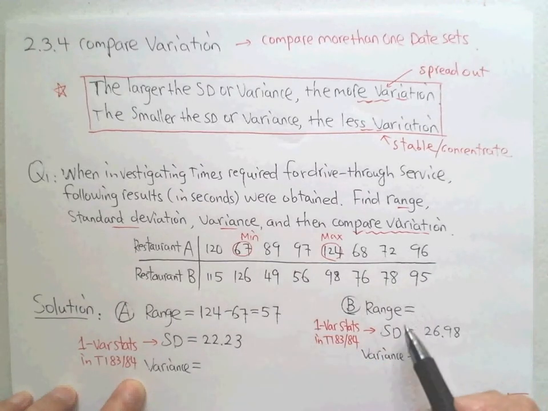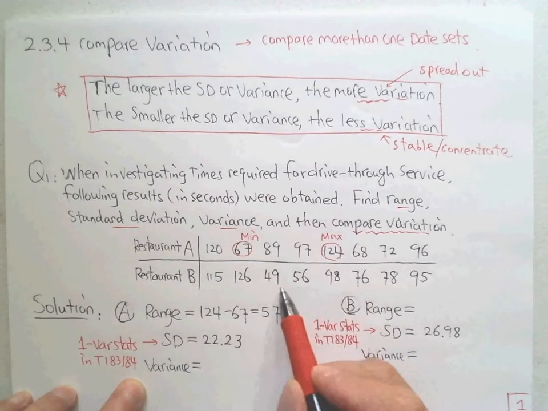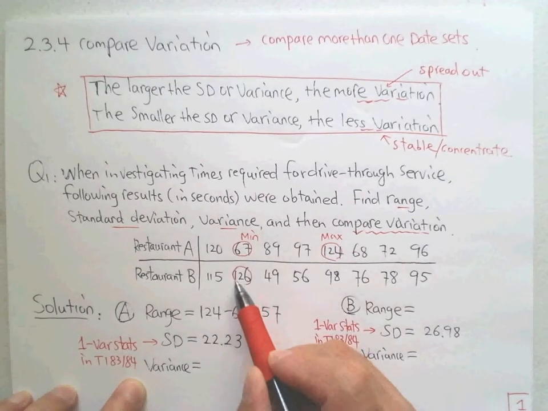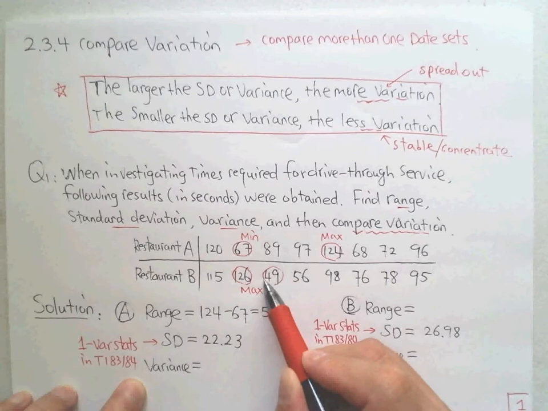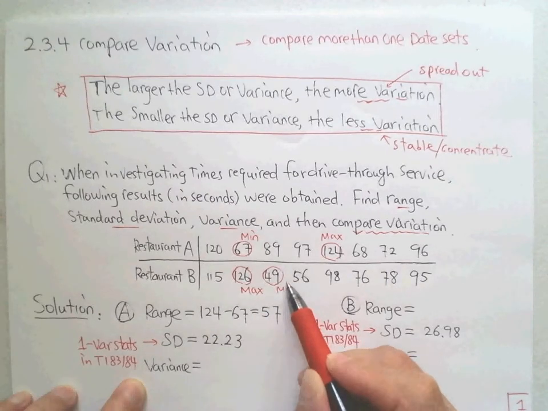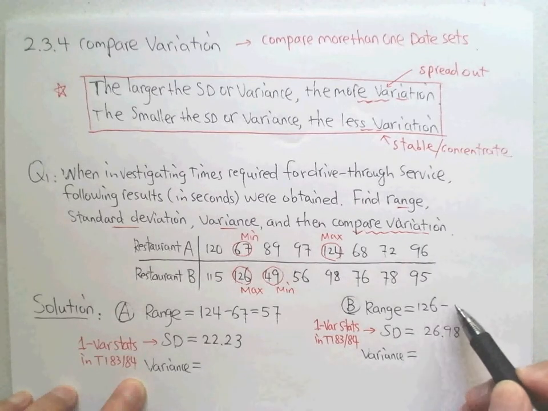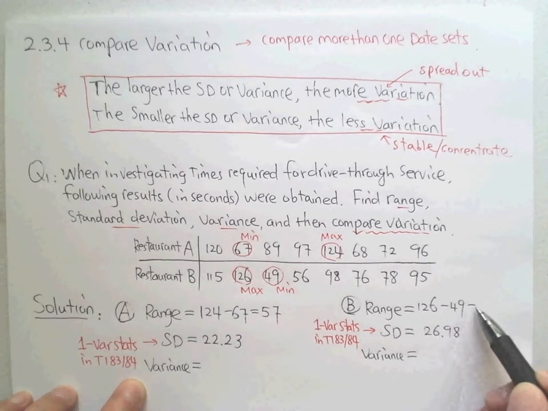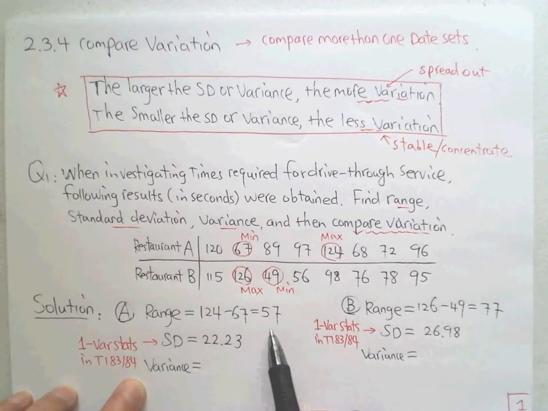The same, we're going to find the range for B. So how to find the range for B? Maximum 126. So this is the maximum. Okay, what's the minimum? So 49 is the minimum data. Okay, in this case, the range is the maximum 126 minus the minimum 49. Do the calculation, you get 77 seconds. Okay, so the range does not make much sense for comparison. So for the comparison, standard deviation is important.